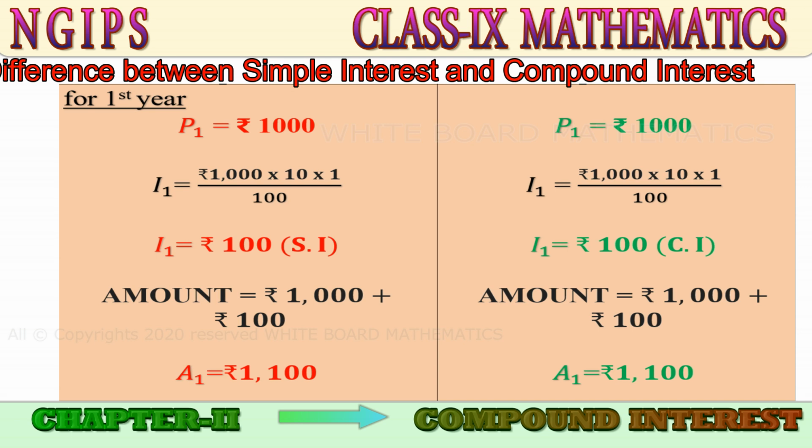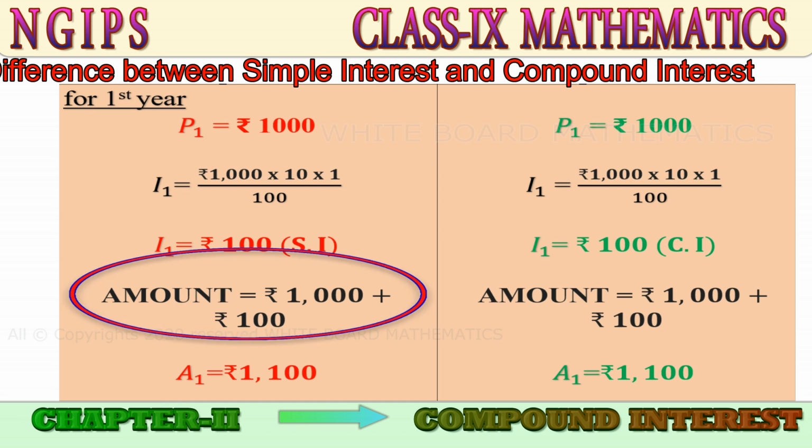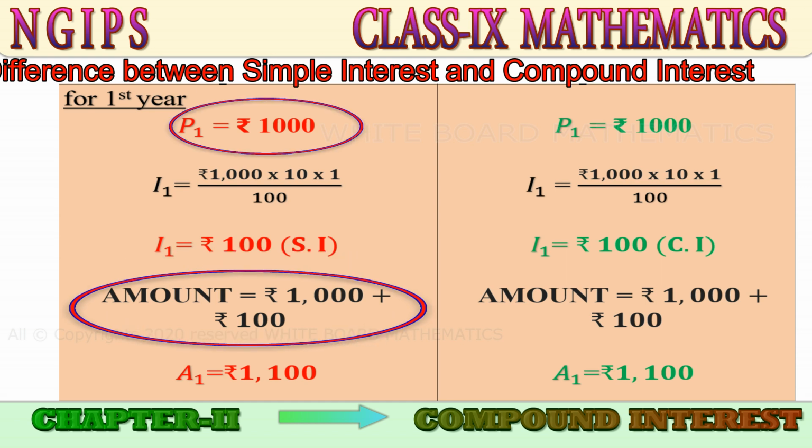The first row we are going to use for finding the first year. So P is equal to 1,000 rupees and the rate is equal to 10%, and we are going to calculate for every year. It means the time always we need to take as 1 year. So T is equal to 1, I is equal to 1,000 into 10 into 1 divided by 100 is equal to rupees 100. So this is the simple interest. Amount is equal to principal plus interest. Principal 1,000 and interest 100. So 1,000 plus 100 is equal to 1,100.